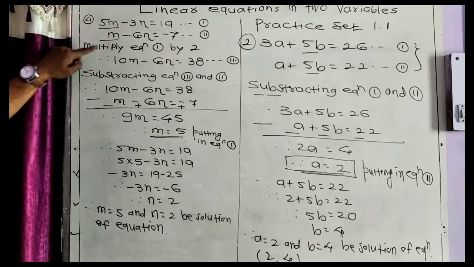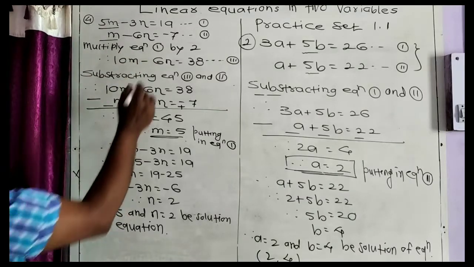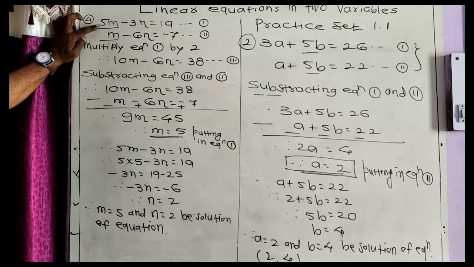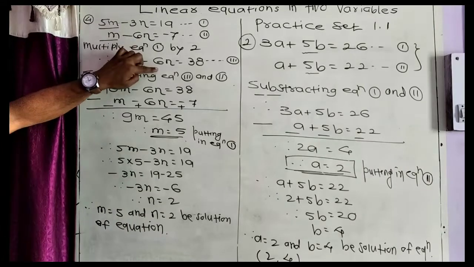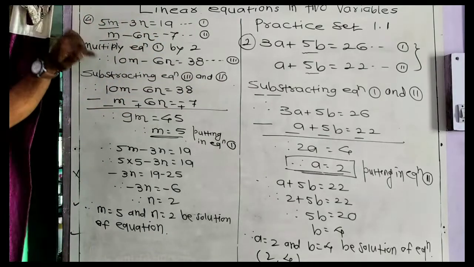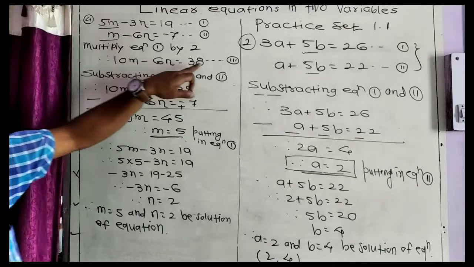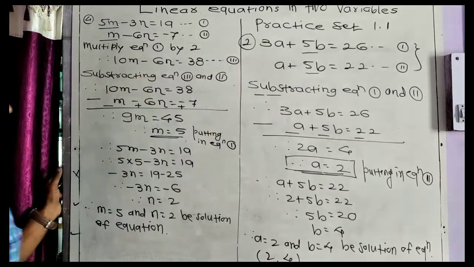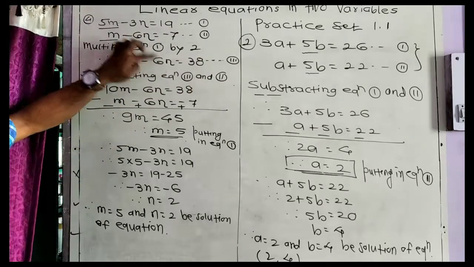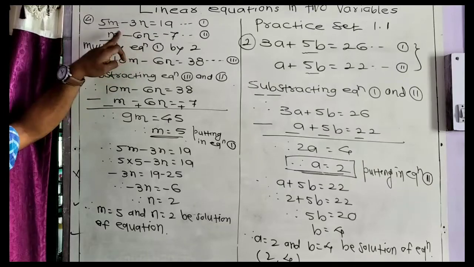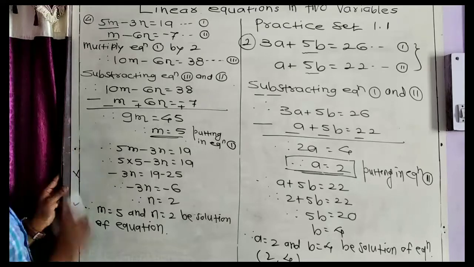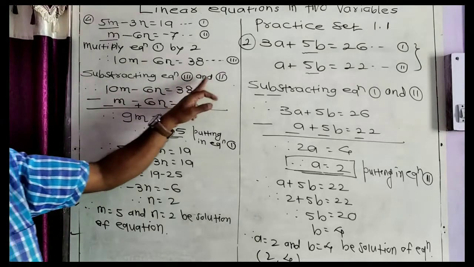Now for that we multiply equation number 1 by 2. So we get 10m minus 6n is equal to 38. After multiplying equation number 1 by 2, we get the new equation 10m minus 6n = 38. It's called equation number 3. Then observe equations number 2 and 3. Here the coefficients of n are equal, and their sign is also the same, minus 6n. For elimination of 6n, we again take subtraction. So we write subtracting equation number 2 and 3.